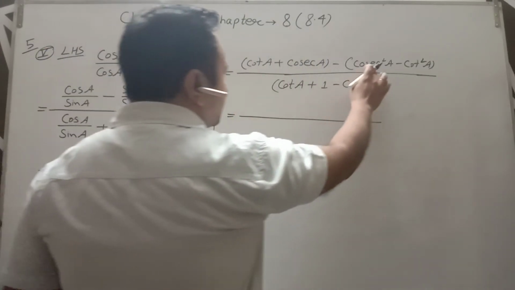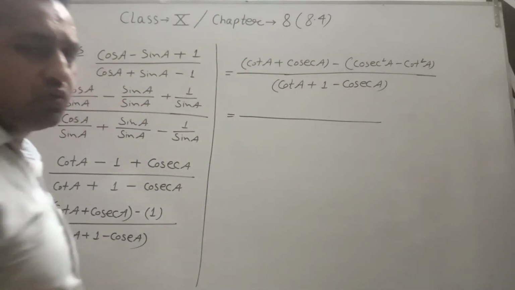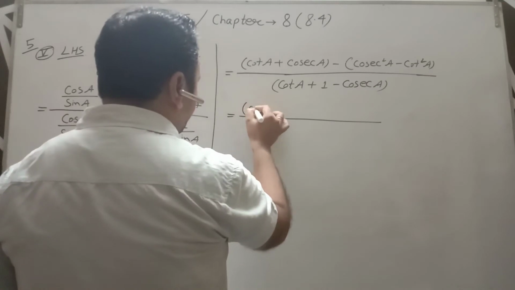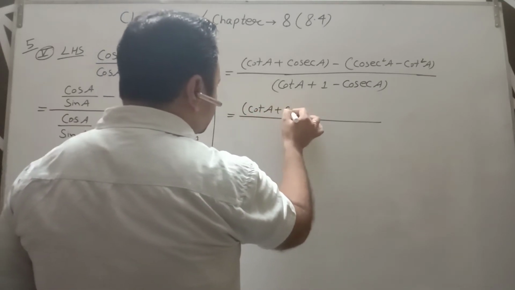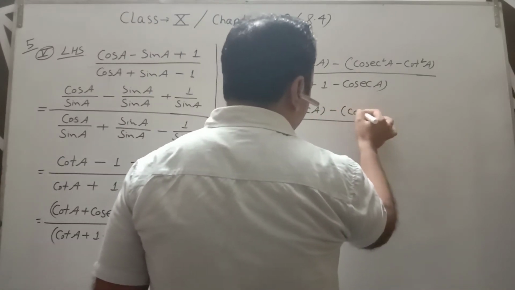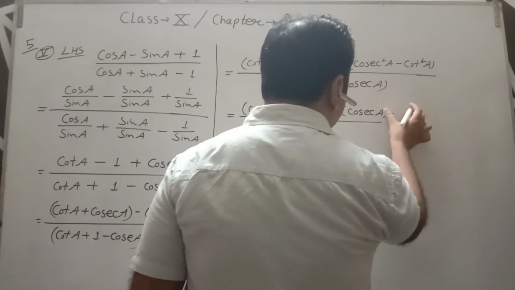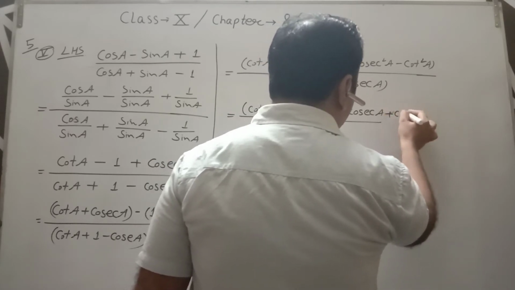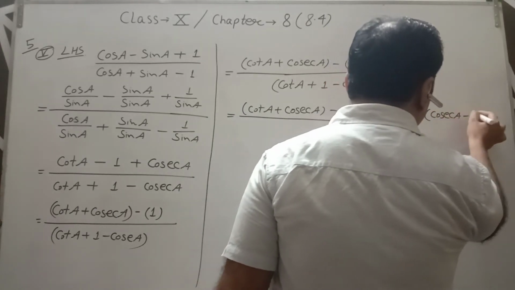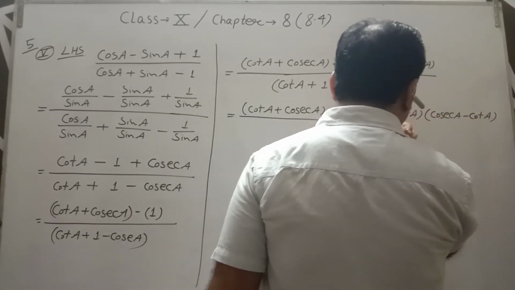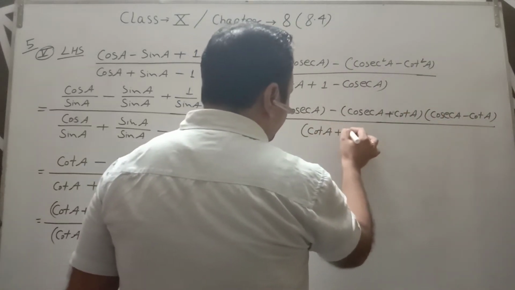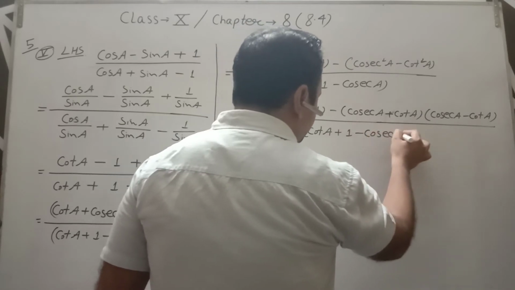In the numerator cosec square A minus cot square A, we can apply the formula of A square minus B square. So cot A plus cosec A minus, and we note down cosec A plus cot A in a bracket, and in the next bracket cosec A minus cot A, and the denominator is cot A plus 1 minus cosec A.